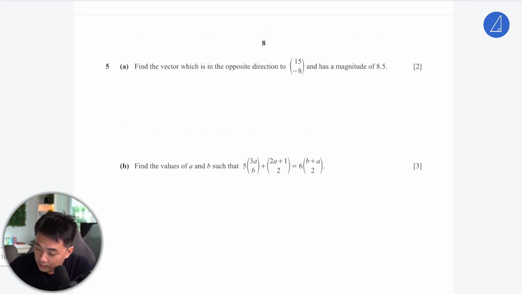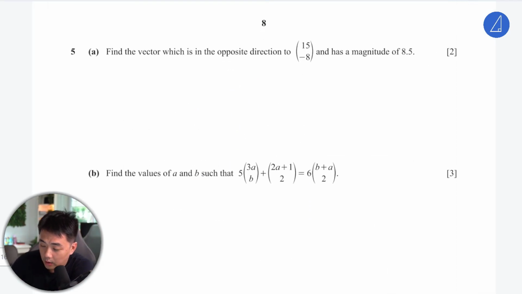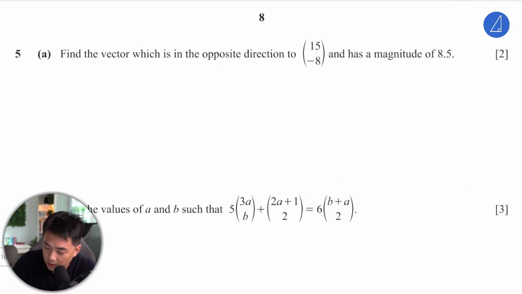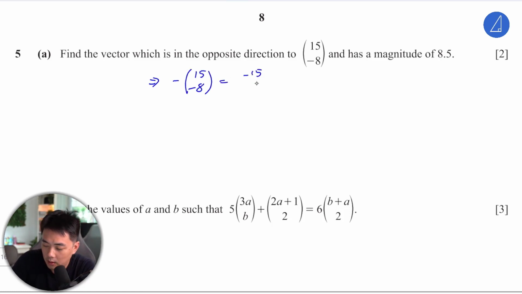So let's look at question 5. Find the vector which is in the opposite direction of (15, -8) and has a magnitude of 8.5. If it's the opposite direction, we know that it will just be parallel to the negative of this, right? So this is (-15, 8). Then we just need to find the unit vector.